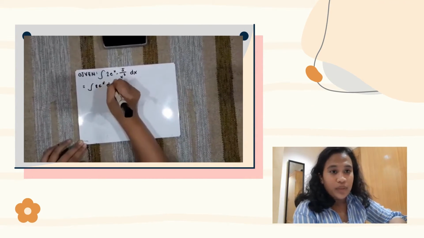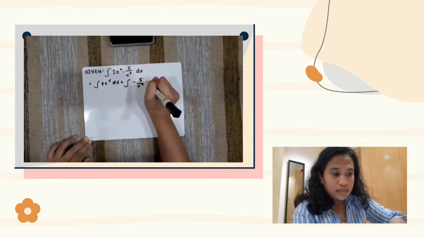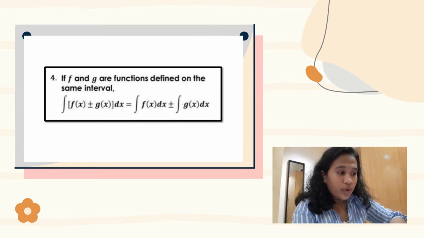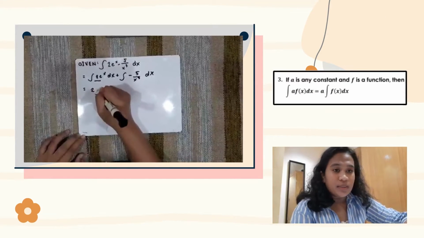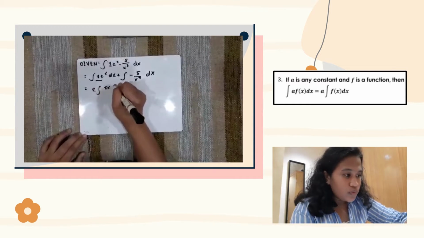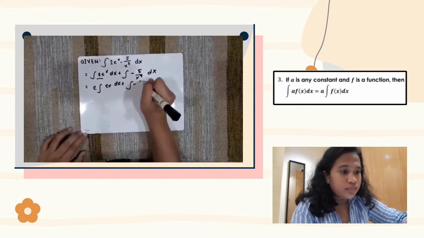First off, we need to separate the integrals individually. This applies the fourth theorem, which states that if f and g are functions defined on the same interval, then the antiderivative of f(x) plus or minus g(x) is equal to the antiderivative of f(x) plus or minus the antiderivative of g(x). And since 2 is a constant with respect to x, move 2 out of the integral.